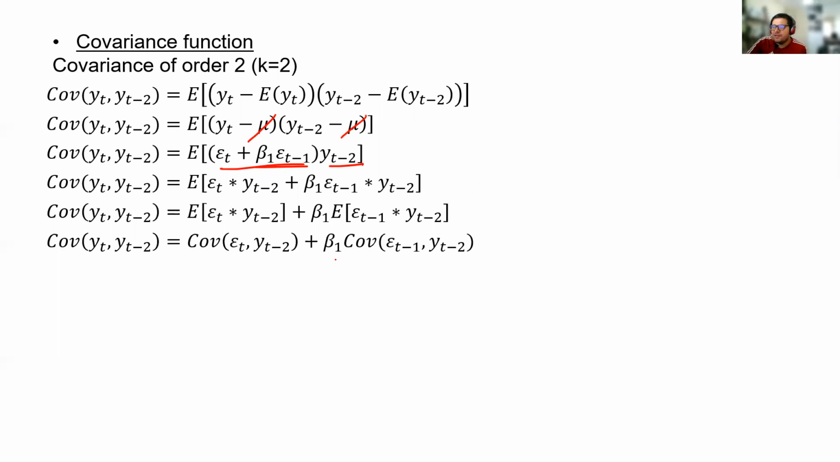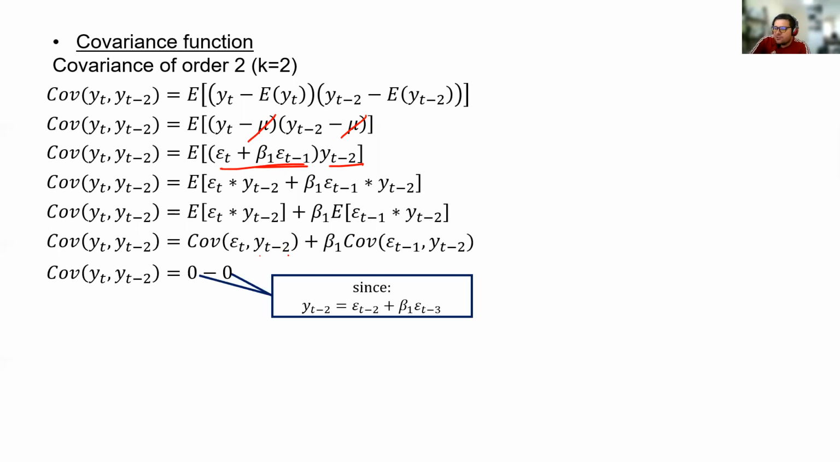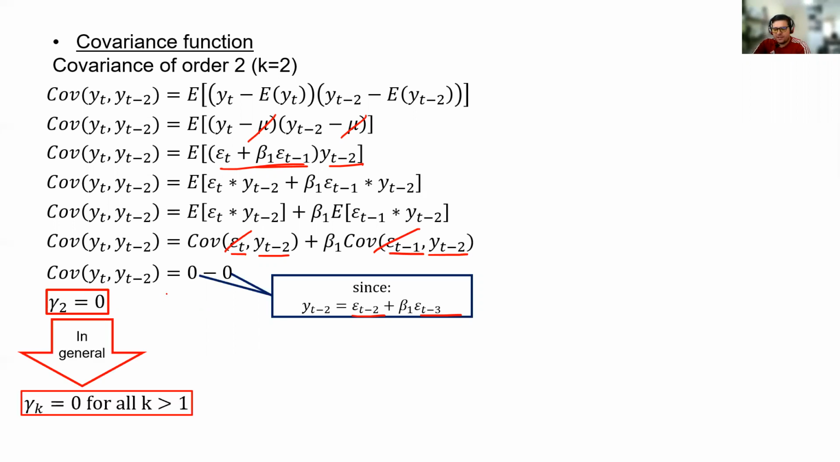And in here, we take a second and we evaluate. Is yt minus 2 depending on et or et minus 1? Nope, it depends on et minus 2 and et minus 3. So neither of these covariances will be equal to a number different than 0. Therefore, we are left with the conclusion that gamma 2 is equal to 0. And if we keep going and going, we find that for every gamma higher than gamma 1, so gamma 2, 3, 4, 5 onwards, they will all be equal to 0.